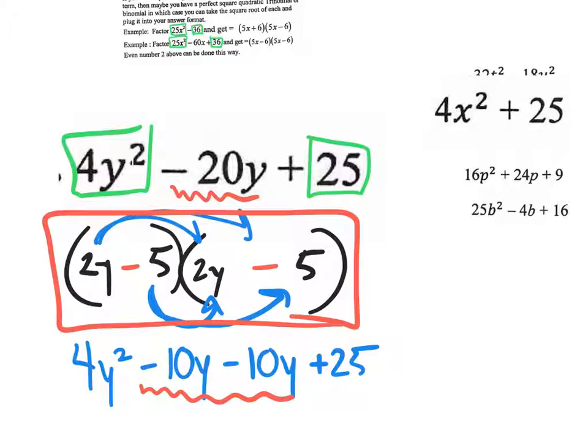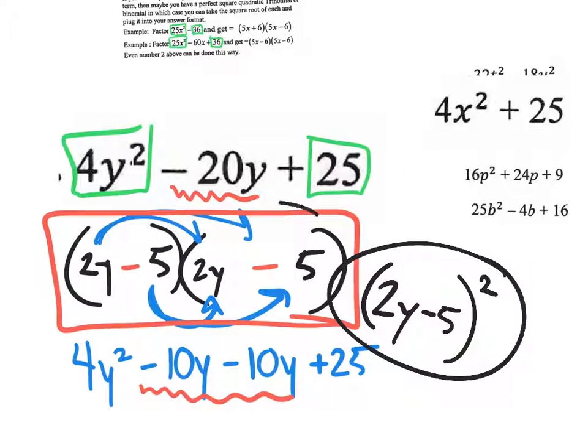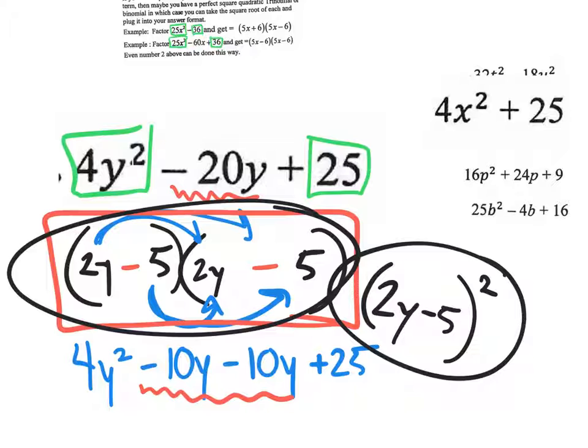By the way, on your worksheets and on some test generators, whenever you have a binomial times itself, like we have right here, we have 2y minus 5 times itself, another way of writing that, a cleaner way of writing that, would be to put 2y minus 5 and then put a square on it. So this is the same thing as that. So it's totally up to you which one you want to use. But that's how we do the square roots on the perfect square quadratic trinomials.